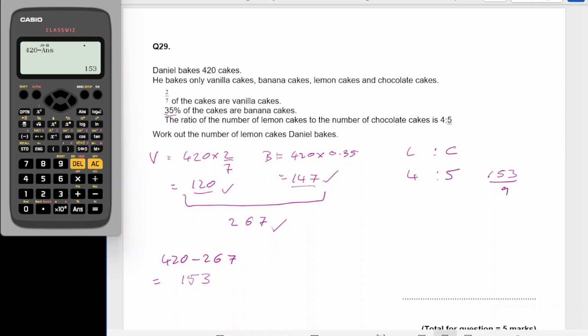Right, so 153 divided by 9 is going to be equal to 17. So each part is worth 17. We only have to work out the lemon cakes. So 17 times by 4 is going to be equal to 68.